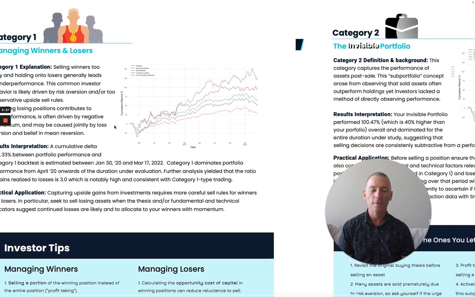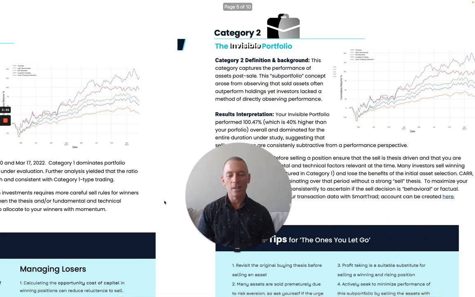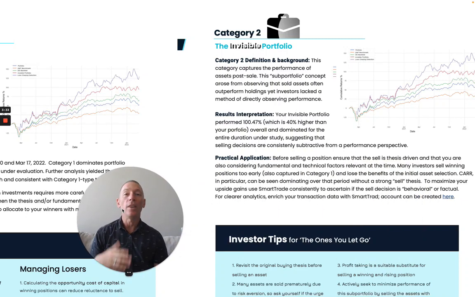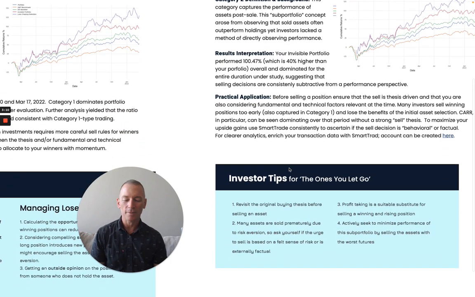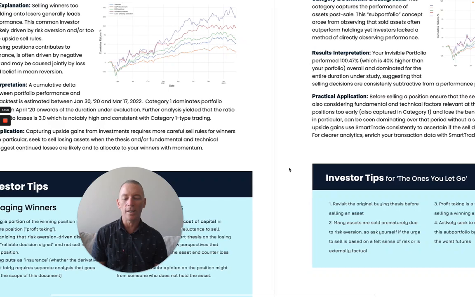Category 2 is what I call the invisible portfolio. The invisible portfolio contains the assets that an investor has already sold and is not tracking in their portfolio. Why is it important? Because often people sell winning positions far too soon, and then those go on to make even more gains, so alpha is left on the table. So category 2 helps us understand how risk-averse selling might be driving performance, or rather underperformance. And of course, there are tips for each one of these.